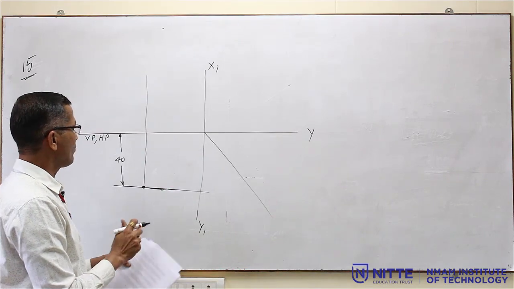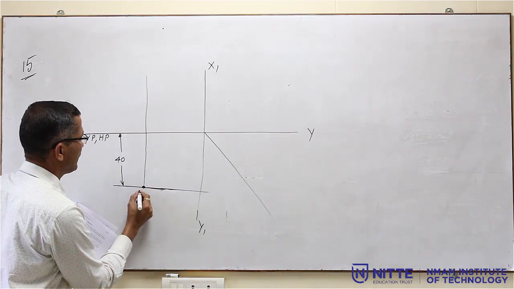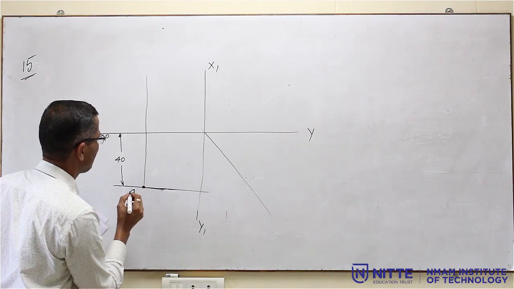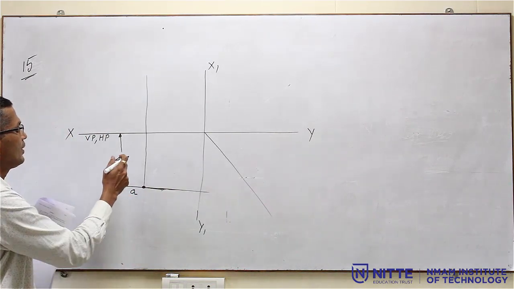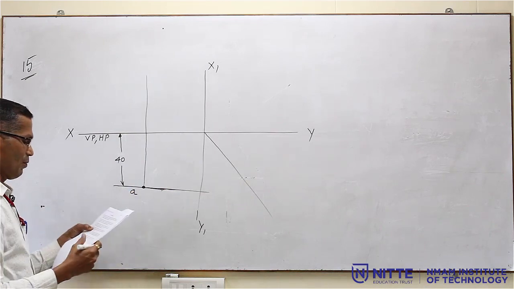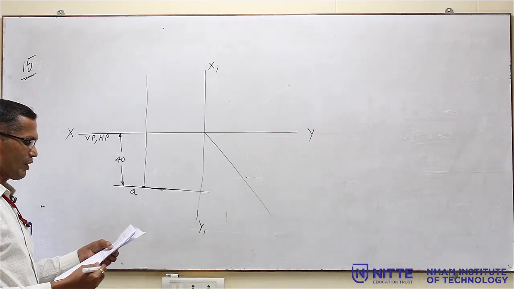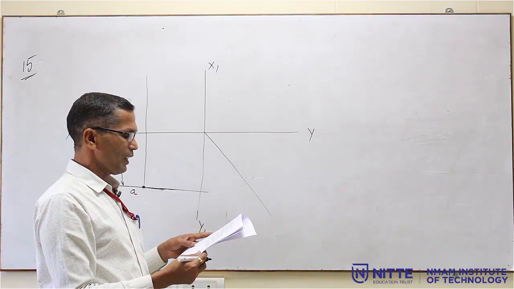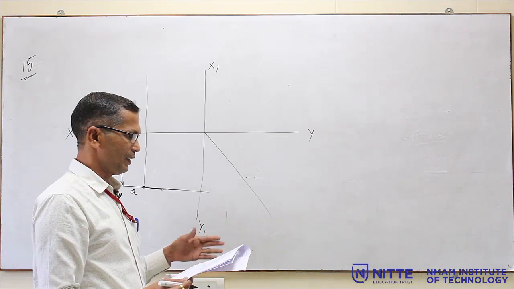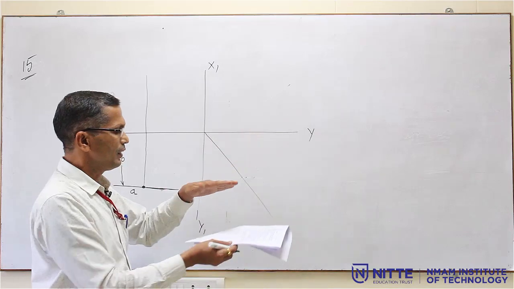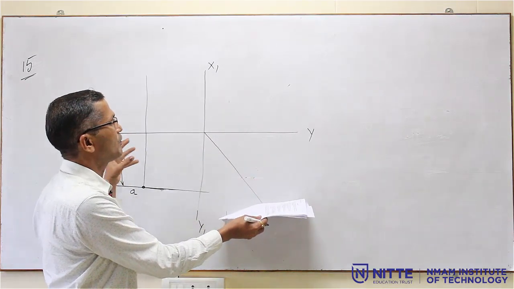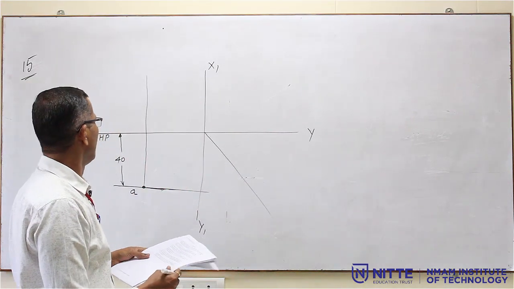This is 40 mm in front of VP, that means it is in HP. So name of this is A, the top view. How much? 40 mm below this. This is the top view because VP distance, 40 mm in front of VP. It's the shortest distance from the line of intersection of VP and HP. That means this is VP, this is HP. So line of intersection of VP and HP is this distance which will be visible in profile view.